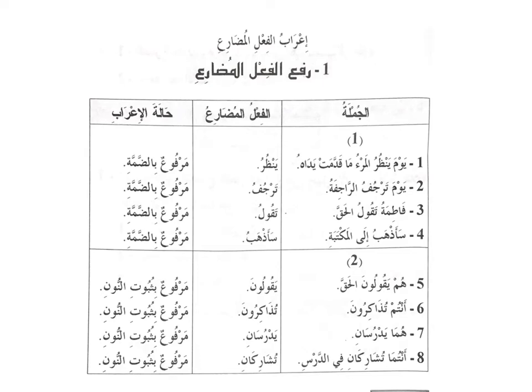Bismillahirrahmanirrahim. In this lesson, we are going to talk about إعراب الفعل المضارع. إعراب is basically about the changes that occur to the end of a word. So here we are going to talk about the changes that occur to فعل مضارع. And before we go to the topic, let us make a quick revision on the topic of الإعراب.